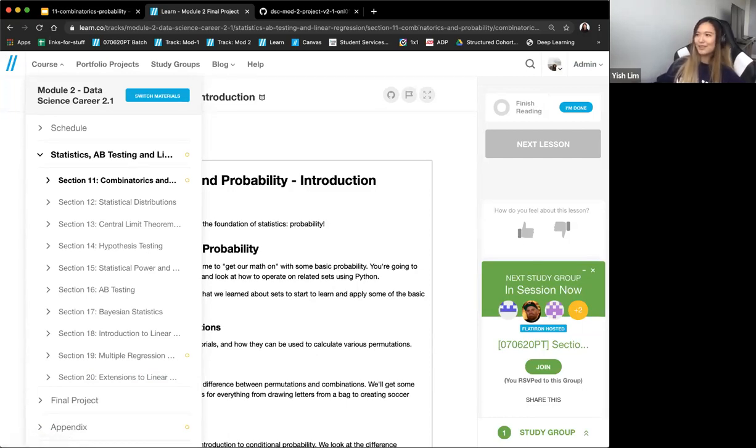Any questions on the overview of the mod? Cool. I think worth mentioning is our final project for the mod will be a linear regression project, just so you all know.